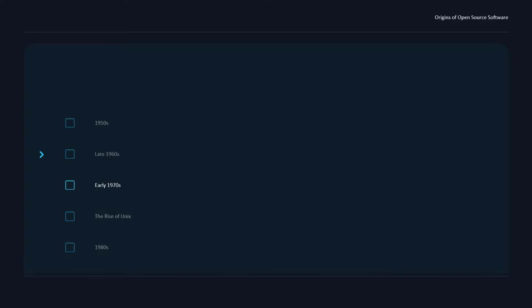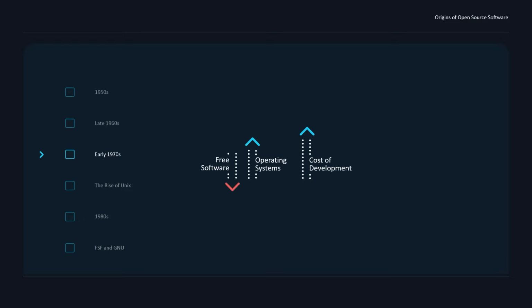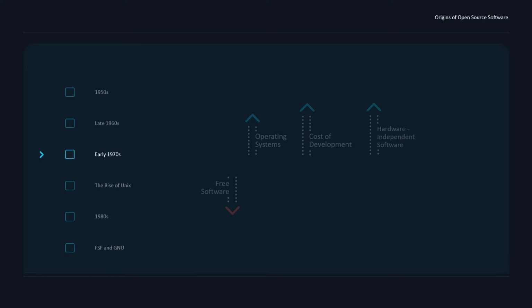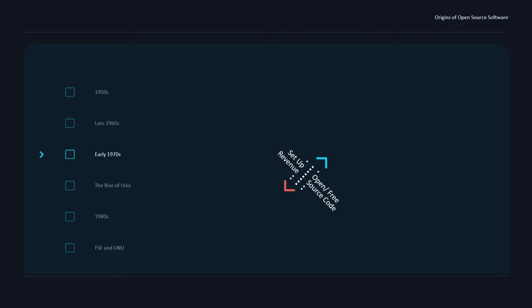Early 1970s saw the decline of free software. With the development of operating systems taking place, the cost of developing software was increasing. This gave rise to the hardware-independent software industry. The business became difficult to monetize, and setting up revenue operations in lines of open and free software code got hard. People and industries started making restrictive software and charging for each upgrade.